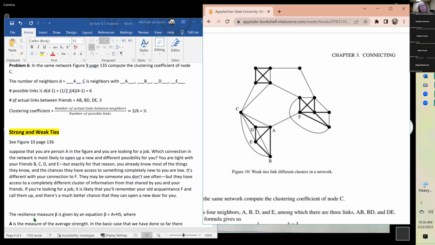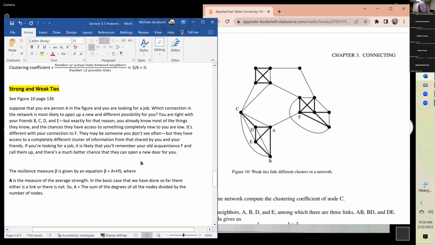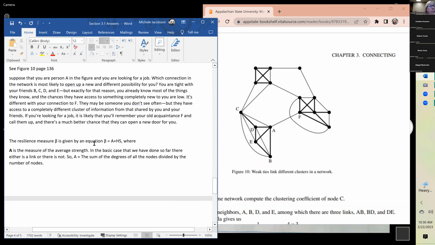They do have what's called a resilience. The resilience measure beta is given by this equation. Now, don't worry about the equation. We're going to see how to put it into a table, and it's a lot easier. I think it's a little confusing in this way. But A is the measure of the average strength: the sum of the degrees of all the nodes divided by the number of nodes, but I'll show you a table.